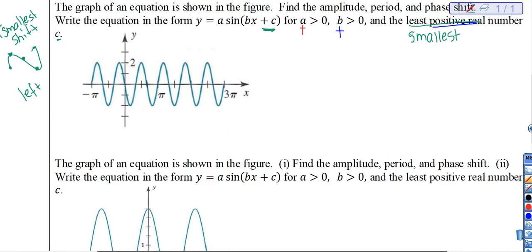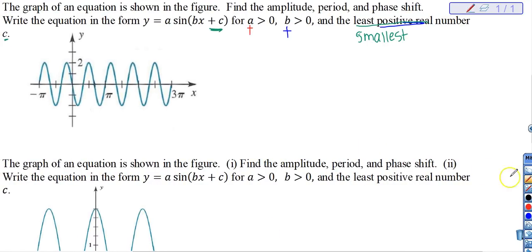All right, so let's take a look at our picture. I'm going to grab my red pen, and the first thing I'm going to do is identify the amplitude. It's always the easiest one to find. So the center line, would you agree the midline is the x-axis? So we're looking at the distance from the x-axis to the peak. And so what is our amplitude? Our amplitude is 2, so that means that our A is 2. And it has to be a positive A, so we can't say that it's a negative 2 amplitude.